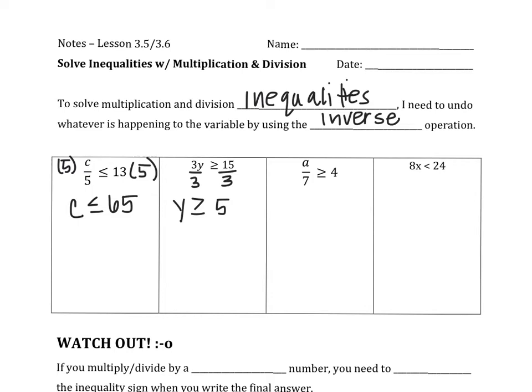A divided by 7 is greater than or equal to 4. We want to get a by itself. It's being divided by 7. So we do the opposite, which is multiply by 7 on both sides. Those cancel out. And we get a is greater than or equal to 28.